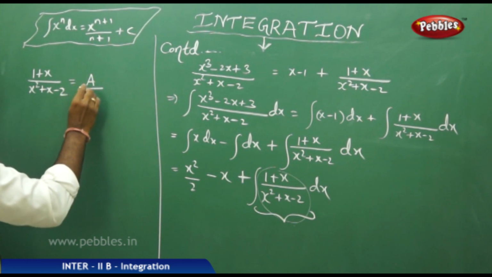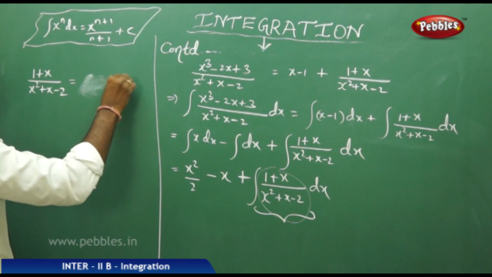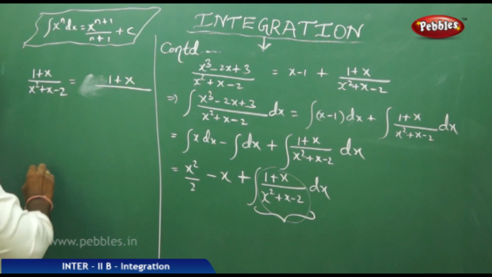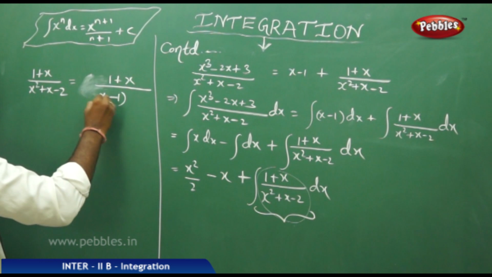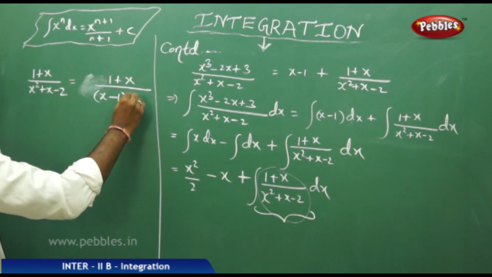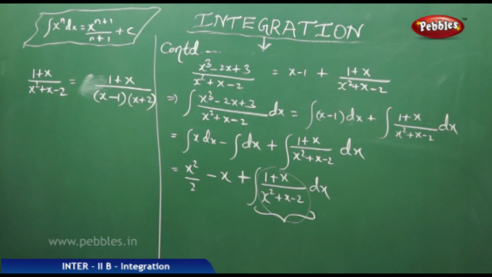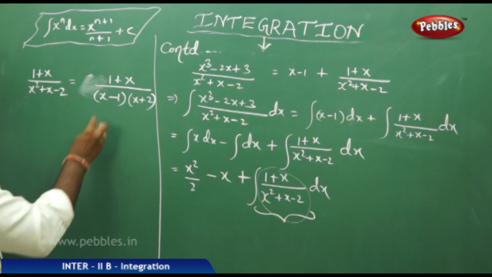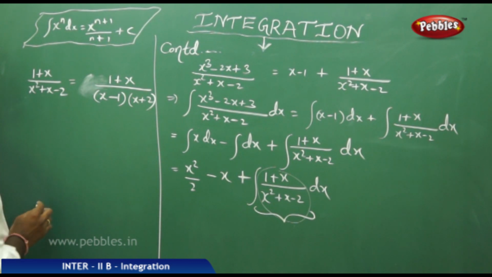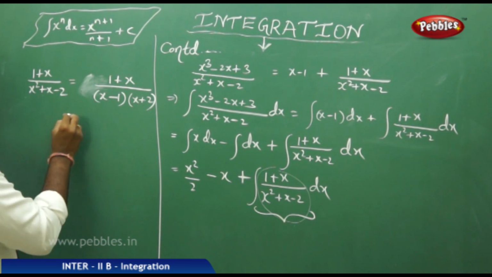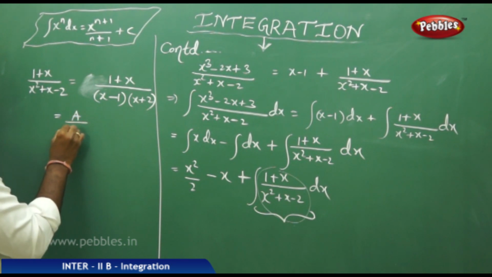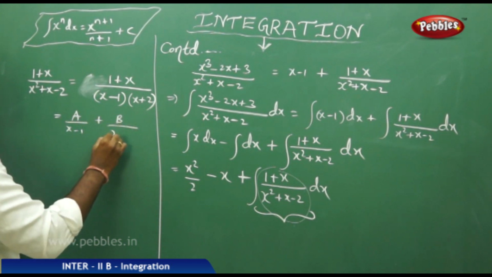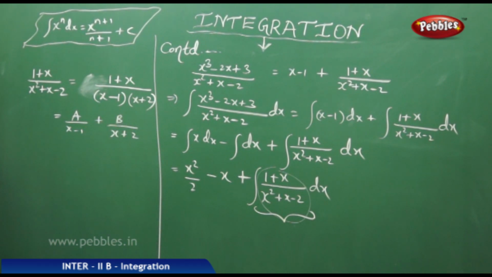We know that this can be split as 1 plus x, and then I can find the factors of this as x minus 1 into x plus 2, because x minus 1 into x plus 2 are the factors of x squared plus x minus 2. Now this can be split as a by x minus 1 plus b by x plus 2 using the partial fractions.